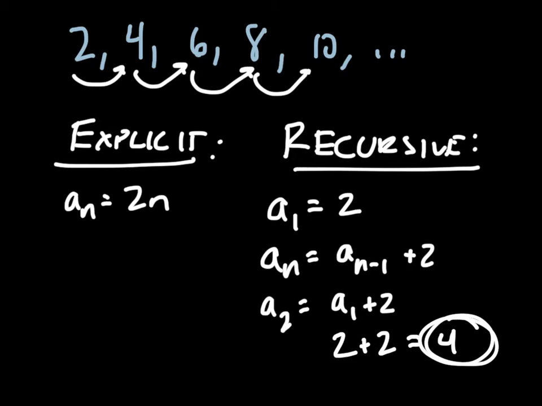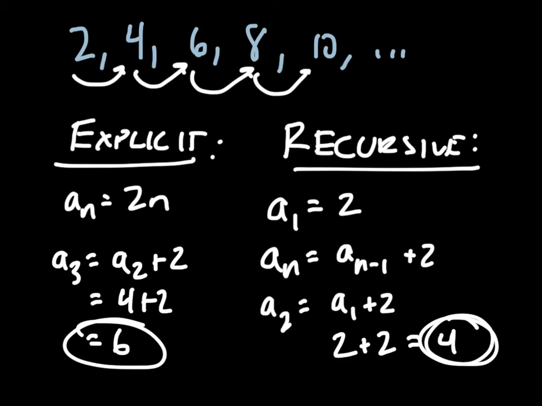Really quickly, let's just check to make sure this works for the third one. A sub 3 equals a sub 2 plus 2. A sub 2 we just found was 4, so it would be 4 plus 2, or 6. And that is our third term. So this is what's known as a recursive sequence. It's one that has a formula that you need to know the first term for, and then once you know that first term, you then add or multiply or do something to it to get to the next term.